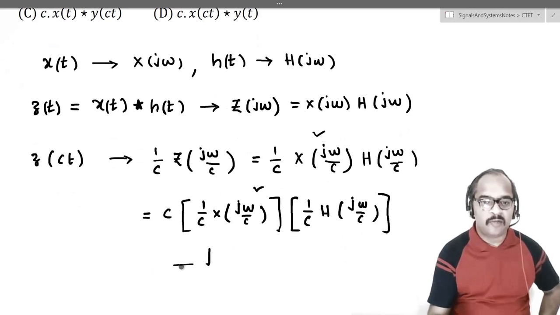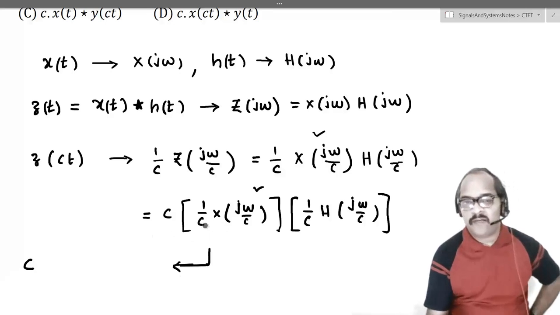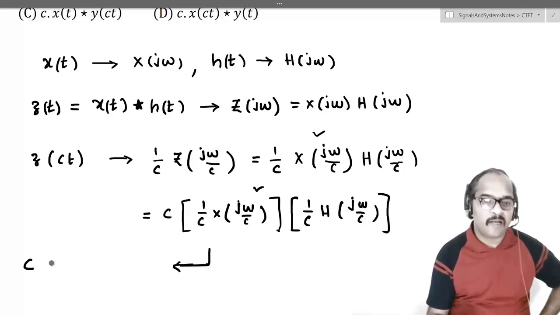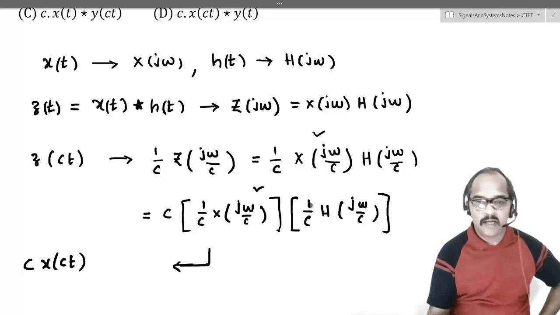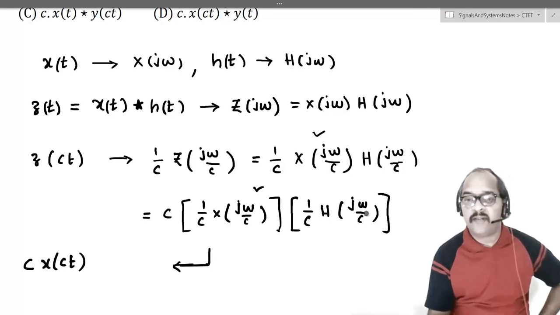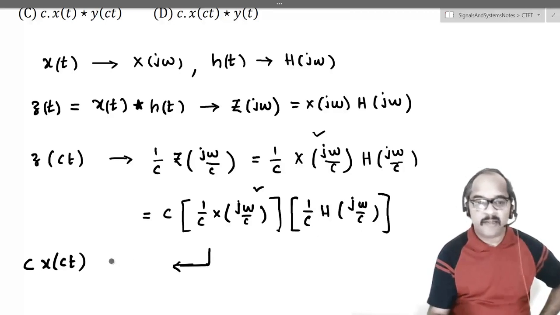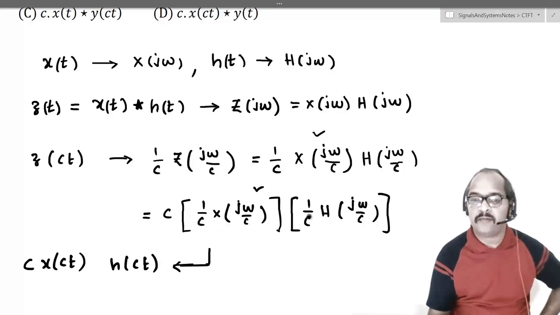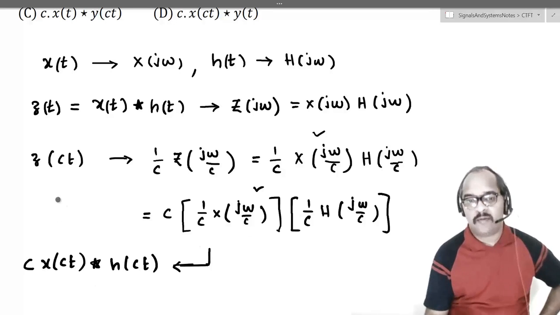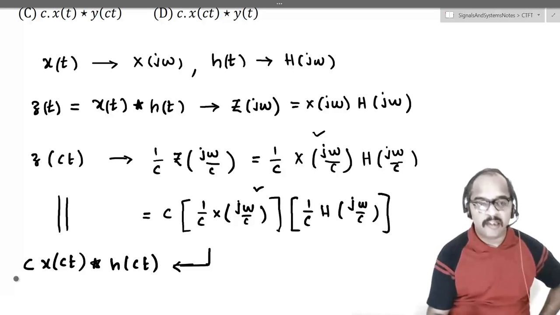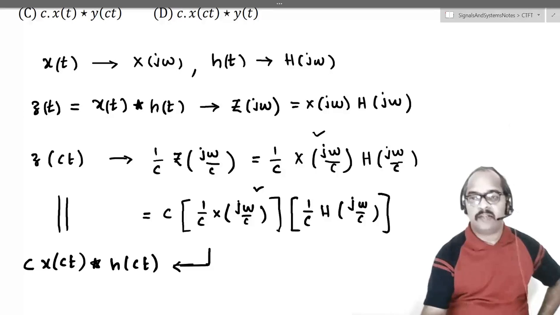But if you go into the time domain, what happens? The factor c will be there. Which signal will have 1 by c x of j omega by c as the Fourier transform? That would be x of ct. And which signal will have 1 by c h of j omega by c as the Fourier transform? h of ct. But these two Fourier transforms are getting multiplied, so in the time domain they should get convolved. So our z of ct is equal to c times x of ct convolved with h of ct.